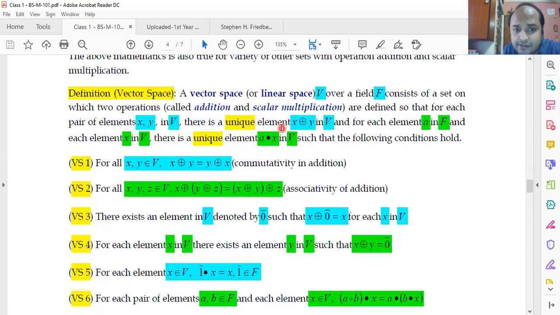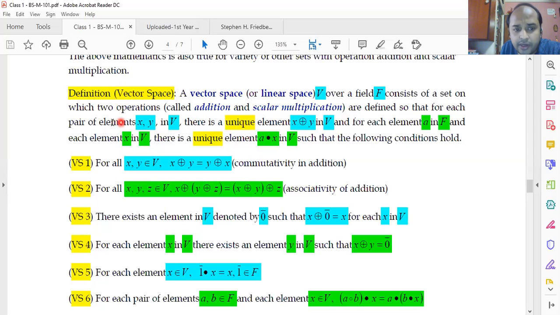unique element x plus y. This notation is the plus notation. Consider this to be my plus notation. I am coming to explain why I have written this plus notation inside a circle. You will understand. But first of all, this is plus and this is multiplication, dark dot. So just listen carefully and I'm going to explain it to you later.